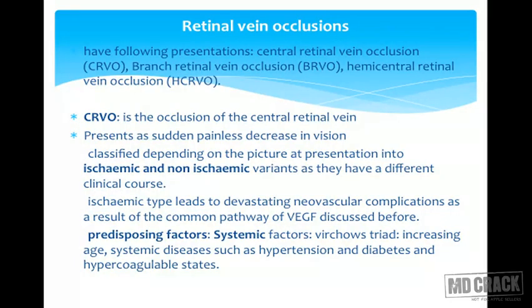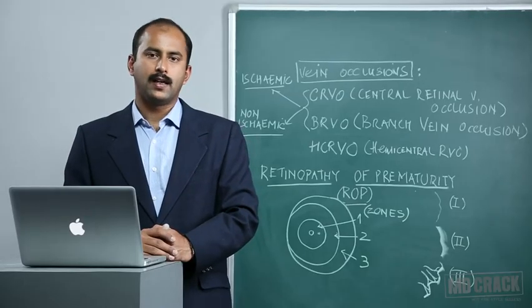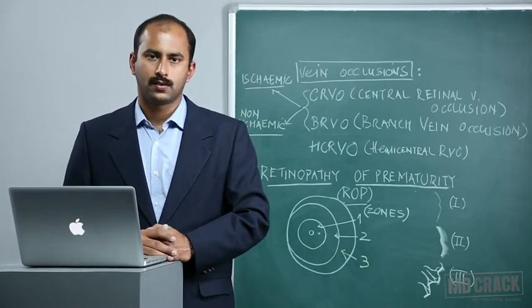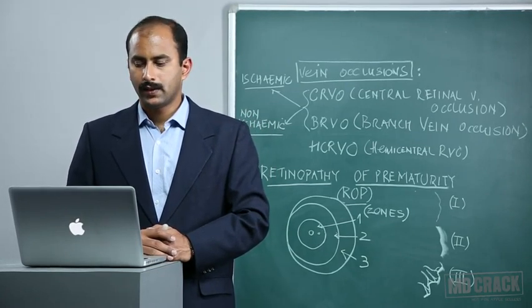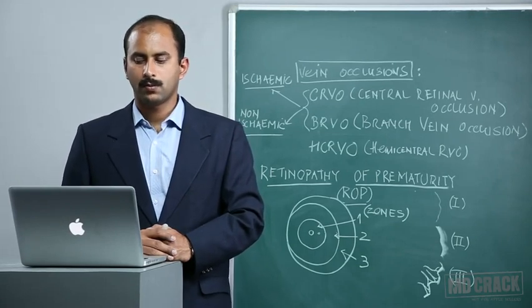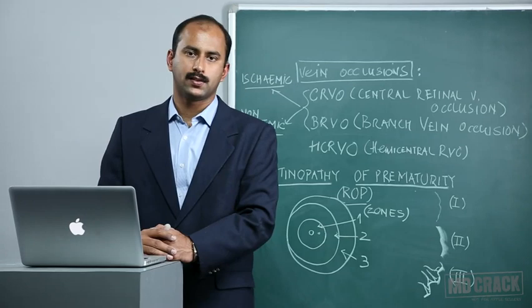The CRVO is the central retinal vein occlusion. It presents as a sudden painless loss of vision. It is classified, depending on the clinical picture, into the ischemic and the non-ischemic variants. The ischemic type, as we have seen in the previous flowchart, in the previous discussion on vascular problems of the retina, has devastating neovascular complications as a result of the common pathway of VEGF, which has been discussed in the other talk.